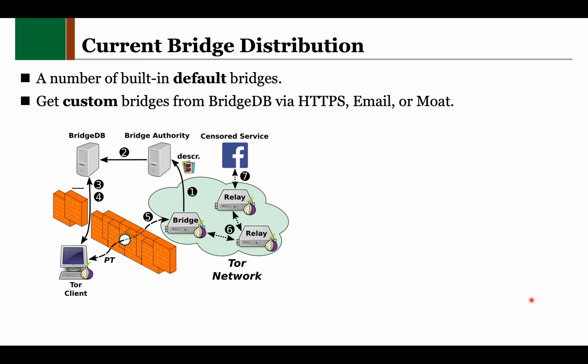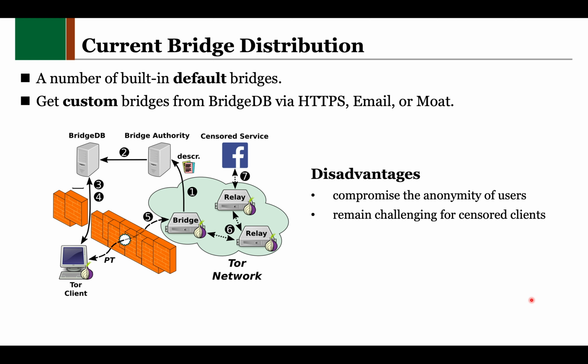And BridgeDB currently supports 3 channels for clients to get custom bridges: visiting its website, sending it an email, and using Moat to fetch from within the Tor browser. Clearly, the first 2 channels, HTTPS and email, are blocked by censors, but Moat is an effective tool that uses domain fronting to stealthily transmit sensitive data. However, Moat not only relies on the ongoing support of CDNs, but doesn't make clients anonymous or completely hide their destination. In summary, all these ways may compromise the anonymity of users due to identity exposure and remain challenging for clients located in certain heavily censored areas.